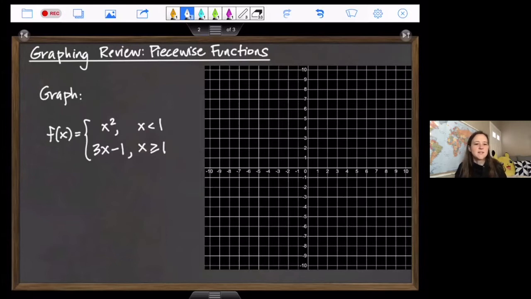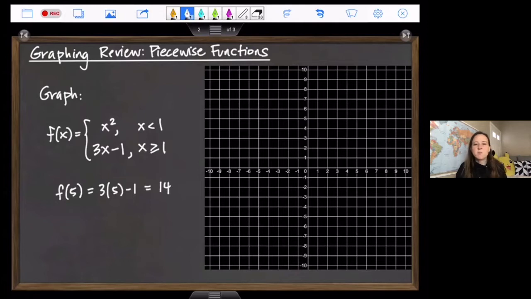This function here says that its formula is x squared, but only if you're plugging in numbers that are less than 1. And the function is 3x minus 1 if you're plugging in numbers that are bigger than or equal to 1. Okay, so if I decided I wanted to find, say, f of 5 for this function, I would have to look at the rule and say, well, 5 is bigger than or equal to 1. So we would have to use the formula 3x minus 1. So f of 5 is 3 times 5 minus 1, which is 14.